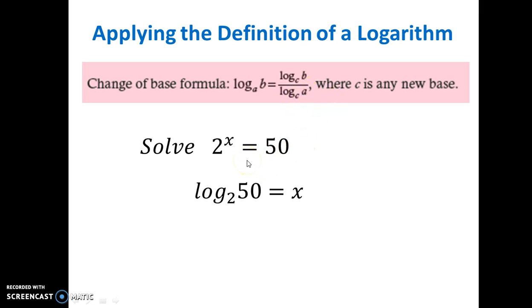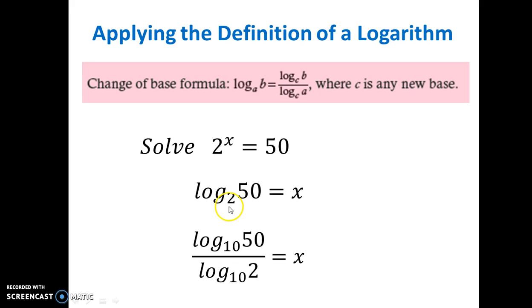So here, this in log form would be log base 2 of 50 equals the exponent, which is x. Now this, you could punch in your calculator, but sometimes it's tough to work with logs of a base other than 10. 10 is your normal base for a log. It's like your standard log. So why don't we change this to log base 10? Here's what it would look like.